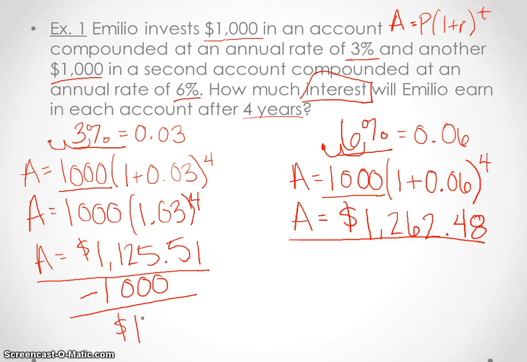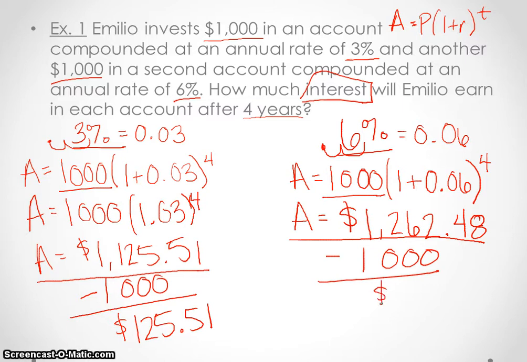So you would have $125.51 in this account. Okay. And then over here, again, same thing. We put $1,000 in, so you can't really count that as your interest. So you subtract 1,000 from this number here, and 1,000 off of this would just be $262.48.